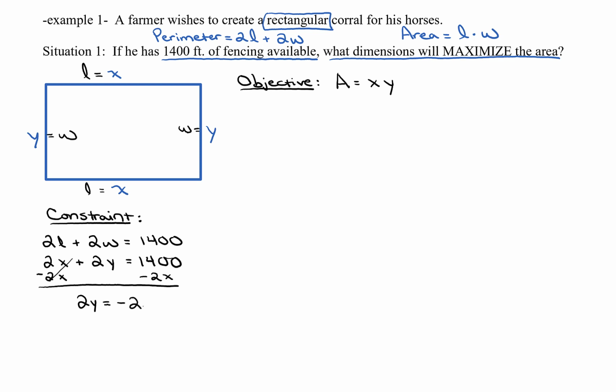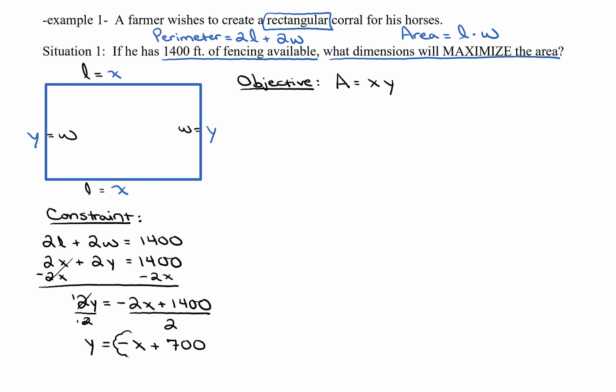Now I'm going to divide both sides of the equation by 2. So the 2's on the left-hand side are going to divide out. So I'll just be left with Y equals, and then we'll have negative 2X plus 1,400 all over 2. And if we simplify that equation, we get Y equals negative X plus 700. Because Y is equal to this, we can substitute this constraint equation into our objective equation. And that way we will have a variable in terms of X. So let's go ahead and do that.